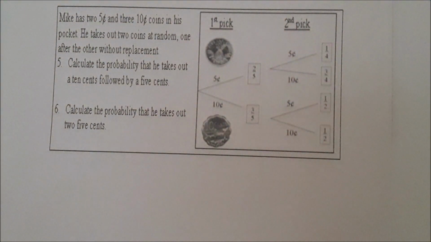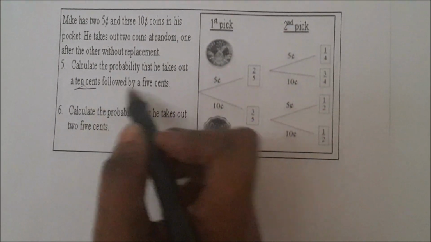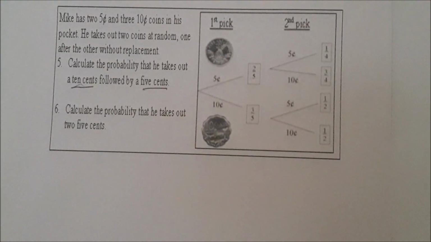Mike has 2 5-cent and 3 10-cent coins in his pocket. He takes out 2 coins at random, one after the other without replacement. Number 5: Calculate the probability that he takes out a 10 cents followed by a 5 cents. Very good, you underline it.